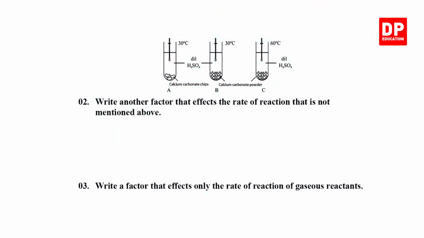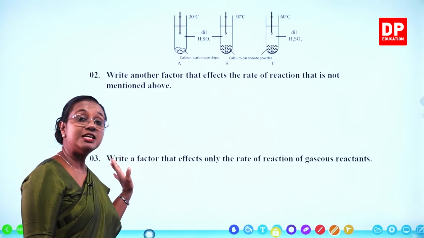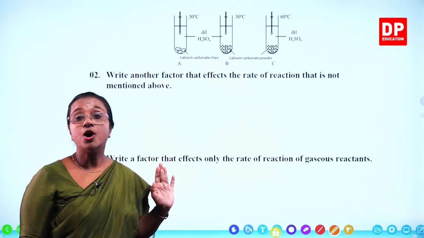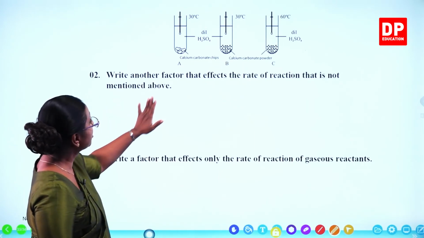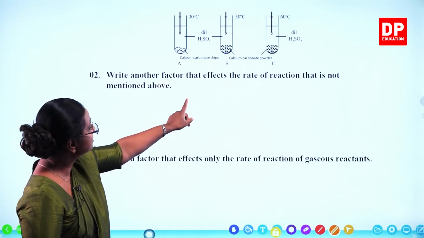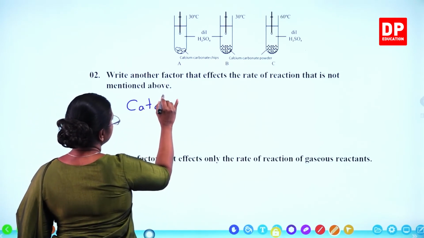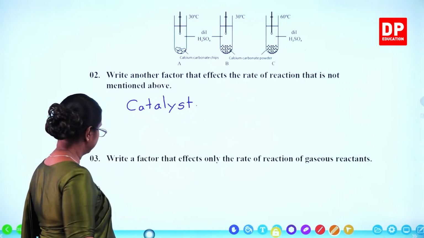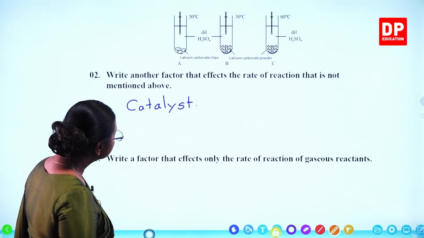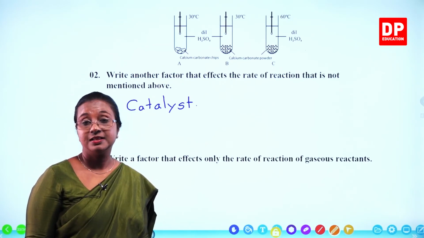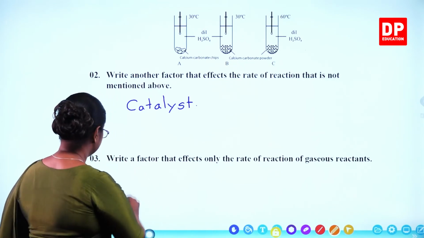Again the same diagram. Second question. Write another factor that affects the rate of reaction that is not mentioned above. So previously we mentioned temperature, concentration and surface area. But I did not mention catalyst there. So this is not related to the above reaction. They have just asked rate of reaction. So it is catalyst. Then write a factor that affects only the rate of reaction of gaseous reactants. What is that? Pressure of the gaseous reactants.